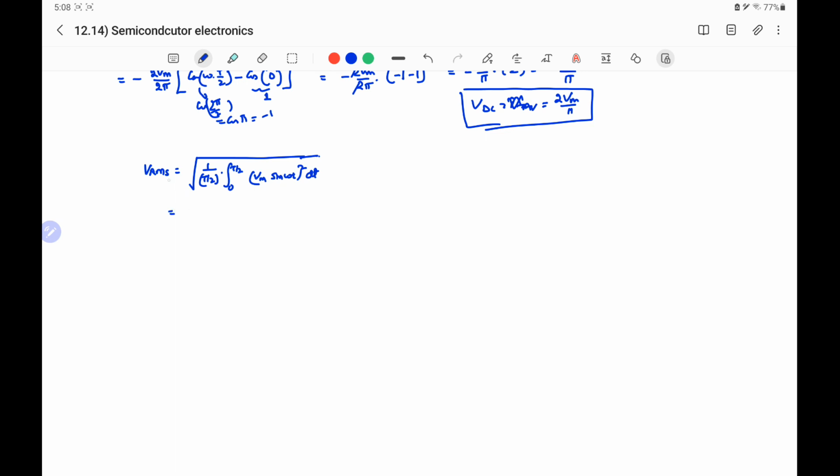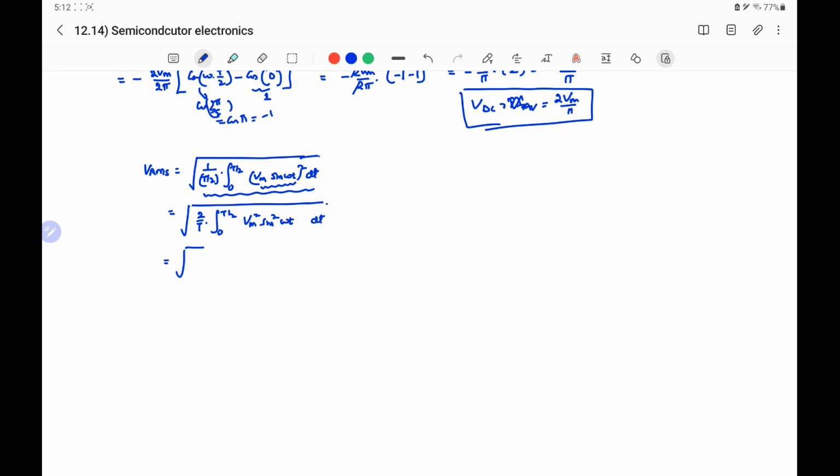We have to take the root mean square value, which means first we have to take the square of the input voltage, then take the average, and after that the square root. So it will be equal to the square root of 2 by T into the integral from 0 to T by 2 of Vm square sine square omega t dt.